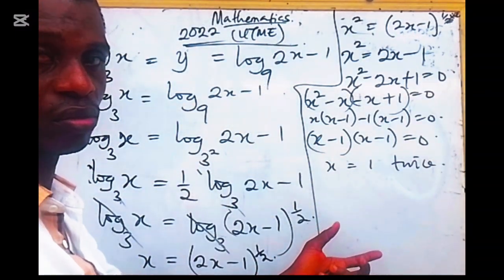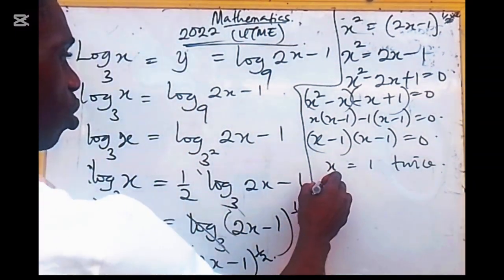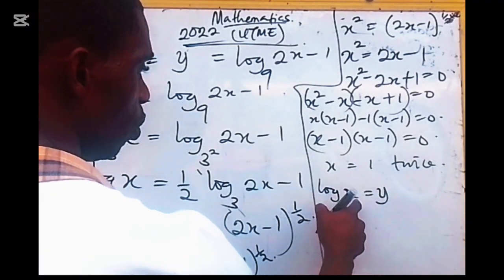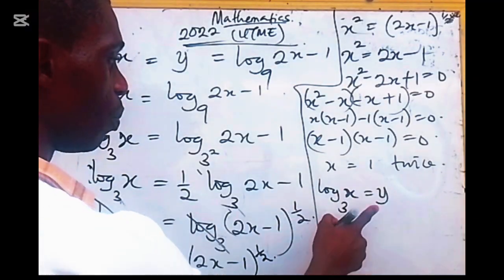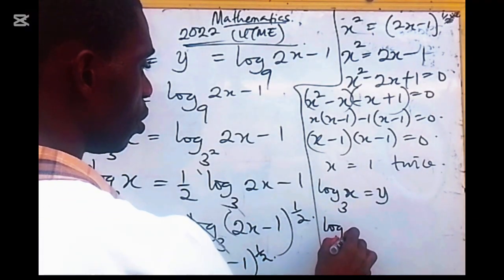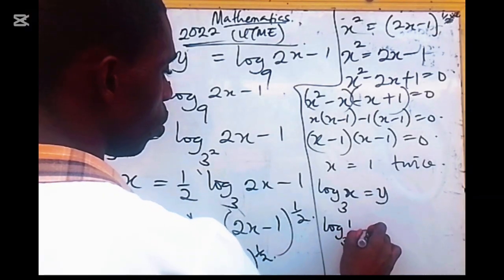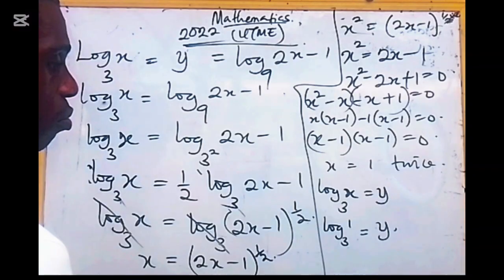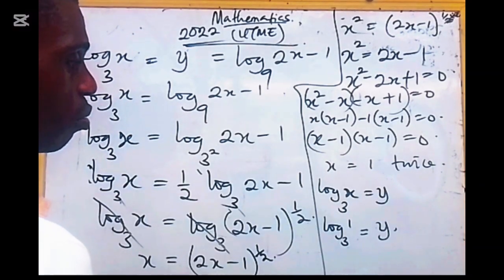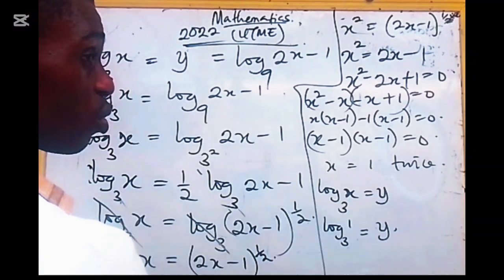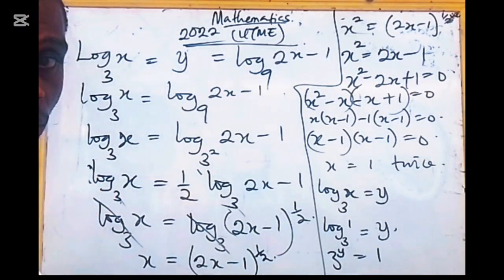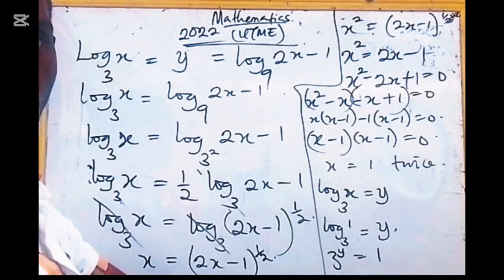So I've gotten x now. So I'll go back to the question to get y. You know, they told us that log base 3 of x equals what? y. And we know that x is what? 1. So let me put x as 1 here. That means log base 3 of 1 equals what? y. Right? So if I want to remove this log from here, I'll just say 3 raised by y equals what?